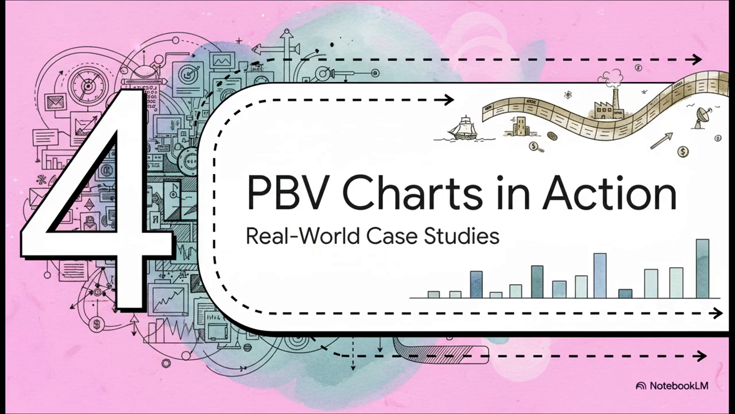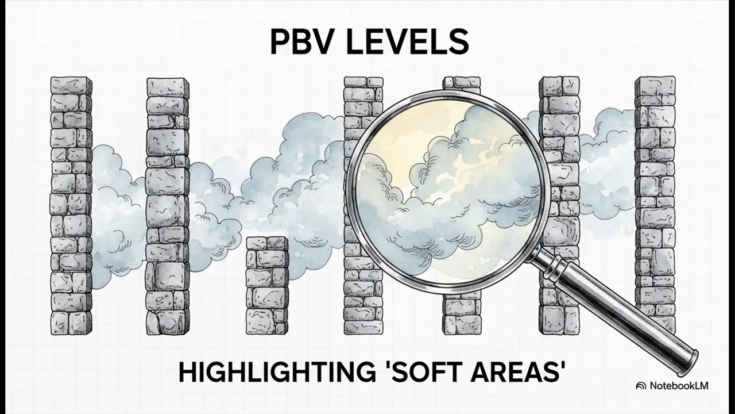All right, theory's great, but let's see how this plays out in the real world. We're going to look at a few case studies from our source material that really show off what this tool can do. First, let's take a look at a chart of Google. What's so cool about this example is that the PBV chart doesn't just show you where the support and resistance is, it also shows you where it isn't, and that's just as important.